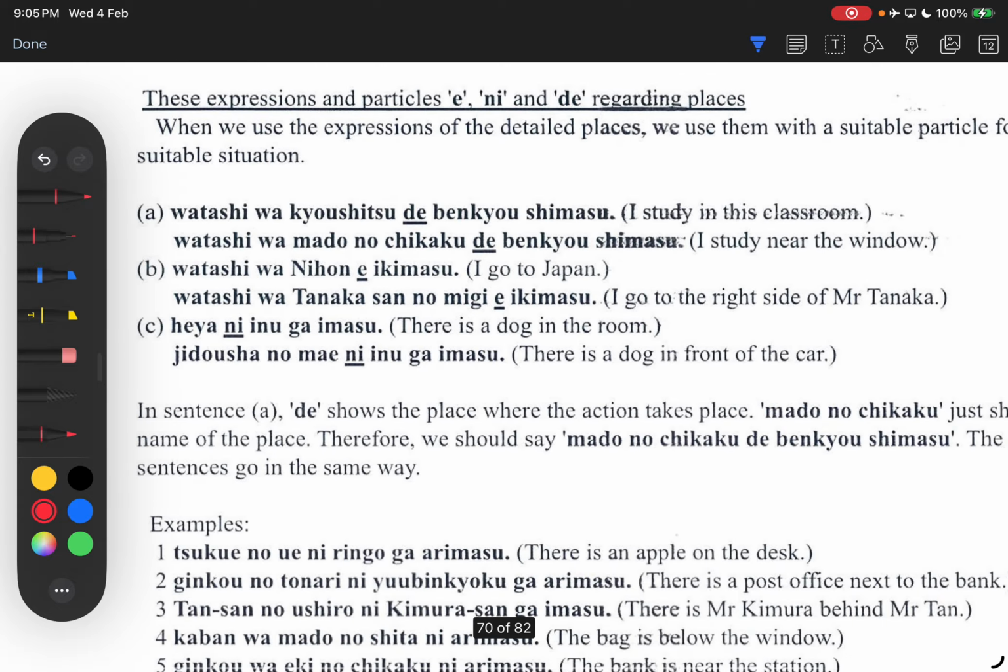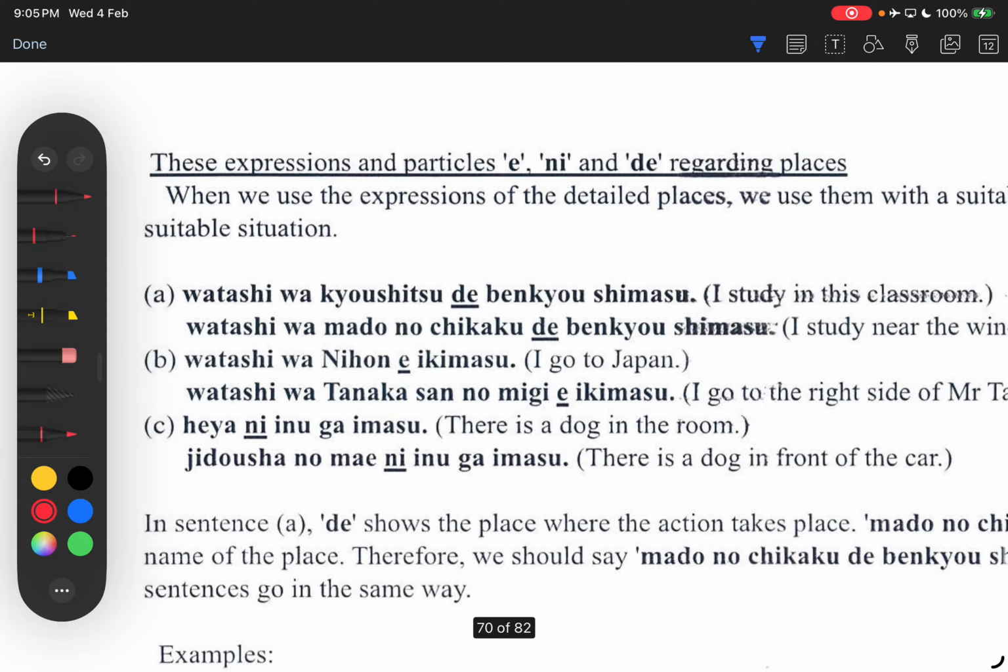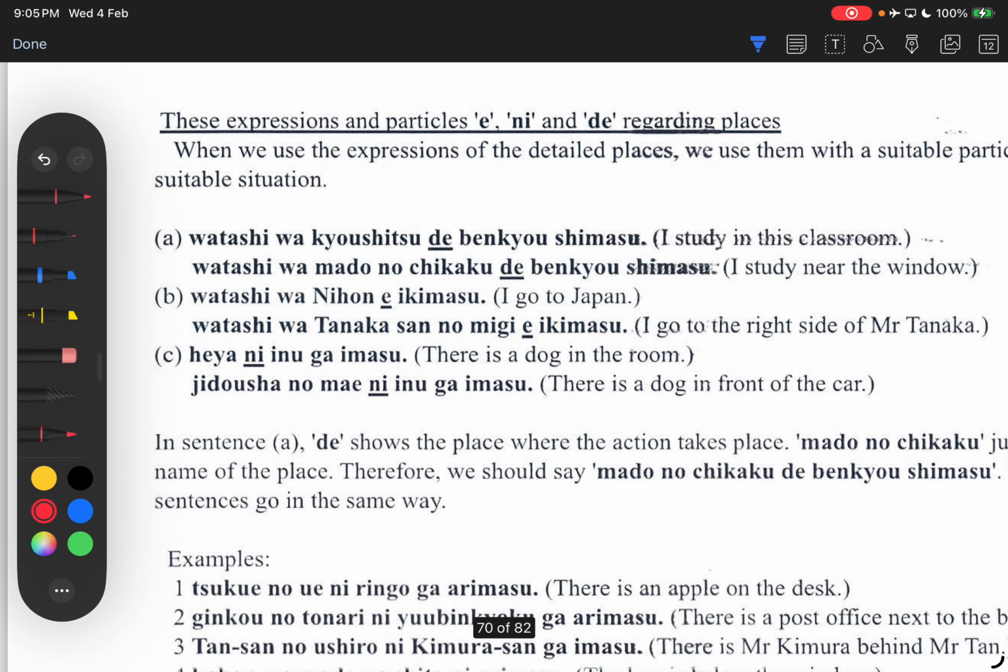Next, I just want to talk about these particles, the difference between ni, he, and de. For example, A, 私は教室で勉強します. This is the place of action. 教室で勉強します. So 私は窓の近くで勉強します. I study nearby the window, or I study by the window, close to the window.